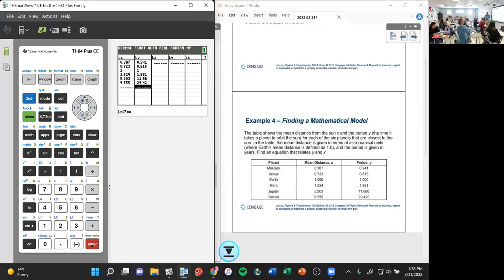Press graph and you'll see nothing. What, Kenny? Oh, stat calc 1, right? Would that work? I don't know what you're talking about. Okay. This is data. Data is also called statistics. This is going to be a scatter plot.